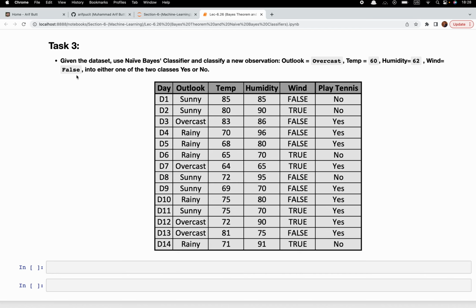Okay, my dear students, I'm sure after going through all these examples discussed in today's session, you must now have a very clear understanding of the Naive-Bayes classifier and how to apply it on different types of datasets.